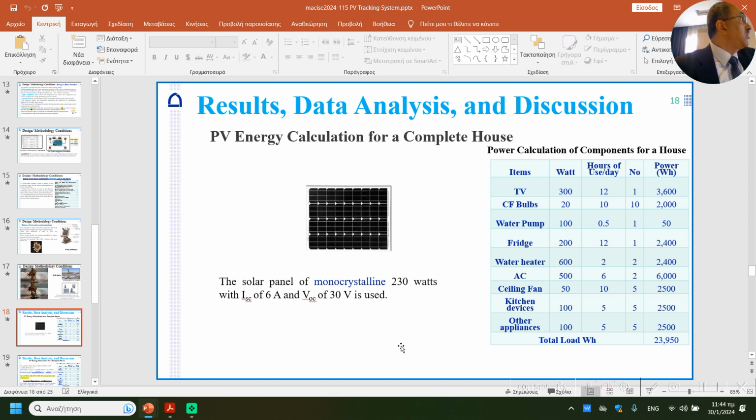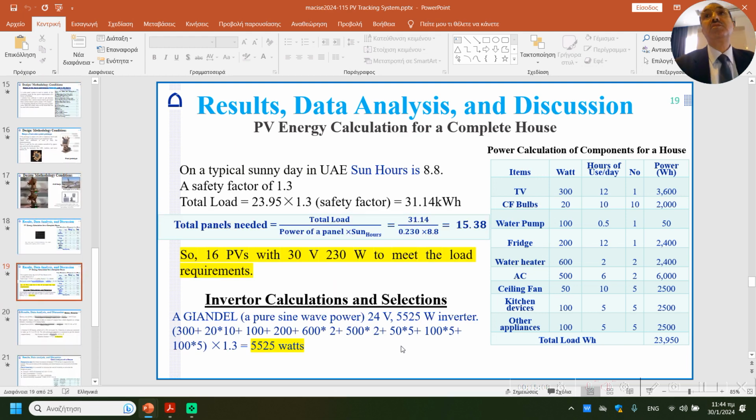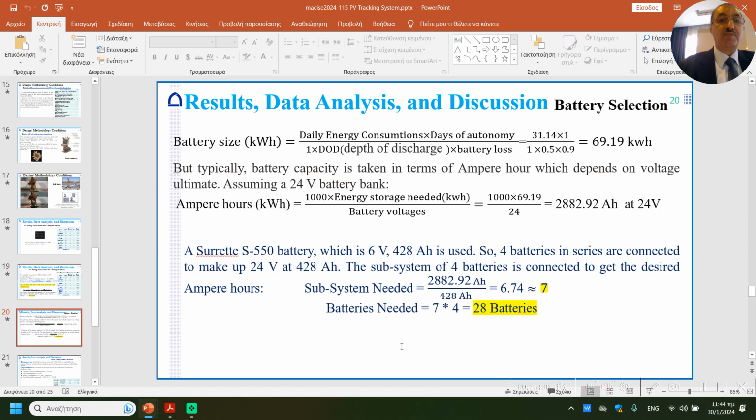We calculated the total power for a small house, and after that we calculated the solar energy that we need for this small house, and we found out that we will need about 16 solar or PV panels for this house, used with the tracking system in order to see the result. Of course, we need to calculate the inverter and the battery if we are talking about a standalone system far away from the grid. And we need 28 batteries in general for the system.